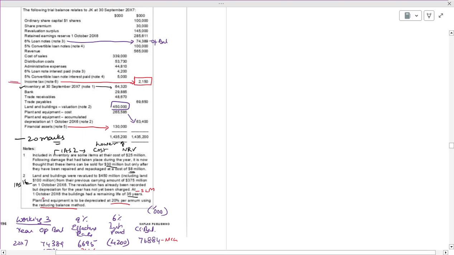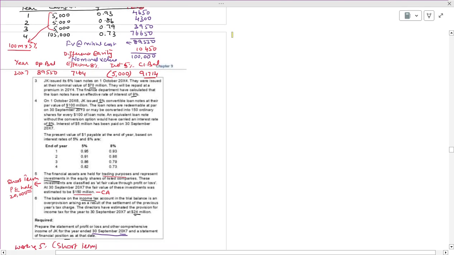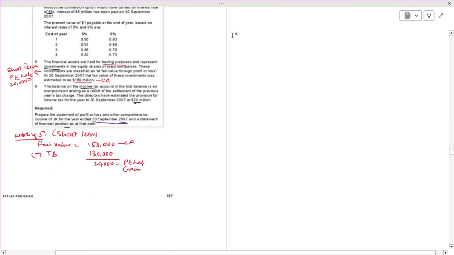Income tax, note 6. See the left hand side. Income tax, okay, note 6. You have made excess credit, okay? Credit means you have made excess. Actually, how much do you have to pay income tax? You have to pay income tax 24,000. 24 million. Okay, now make it very clear.